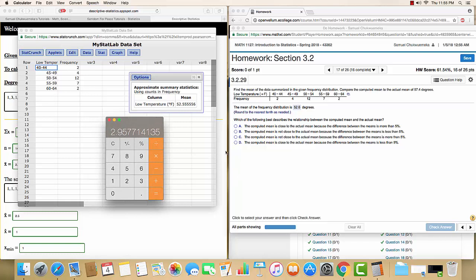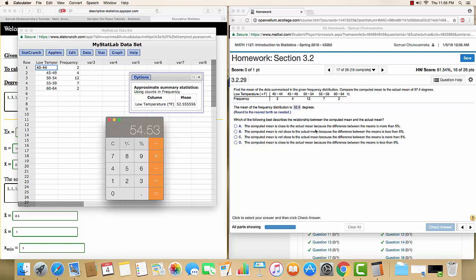Let's see, so we know what option to take. 5% of 57.4. So we clear, 0.05 times 57.4, and then subtract this from 57.4. So this is 54.53. This is the computed mean, 52.55556, and this is the actual mean, 57.4. But now, 5% of 57.4 is 54.53, and that is greater than the computed mean. So the difference is more than 5%.